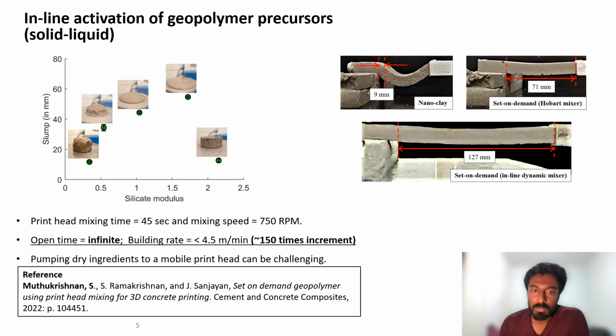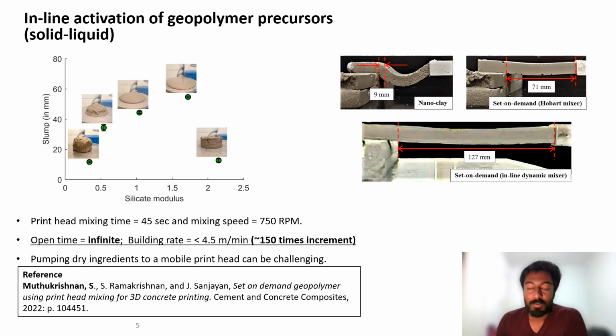So we found out that with all this optimization, the buildability you can achieve is around 4.5 meters per minute, which is 150 times higher than the nanoclay mixes. And the open time is infinite because your dry ingredients and your activated solution are pumped separately to the printhead. So these 2 components, if they are not mixed together, can just stay inside the pipeline for ages. They won't set at all.